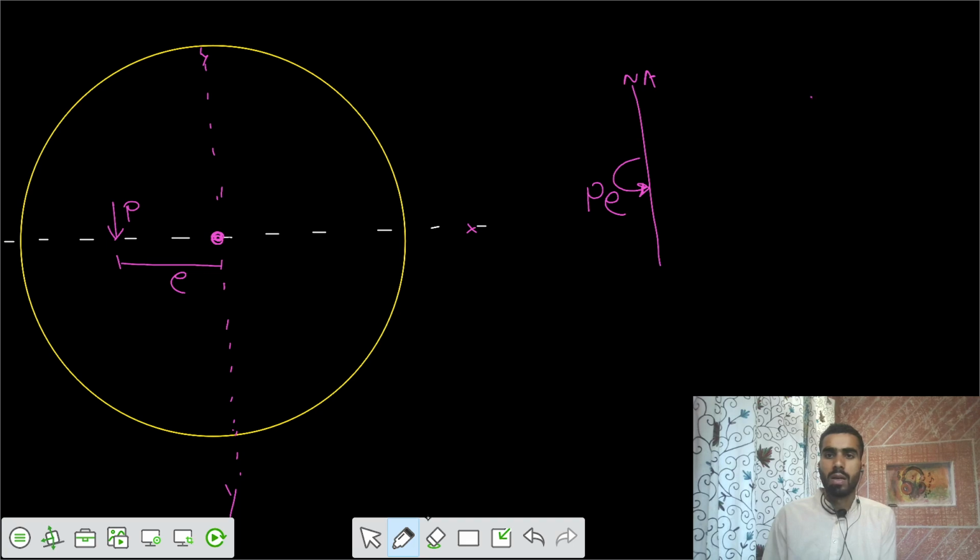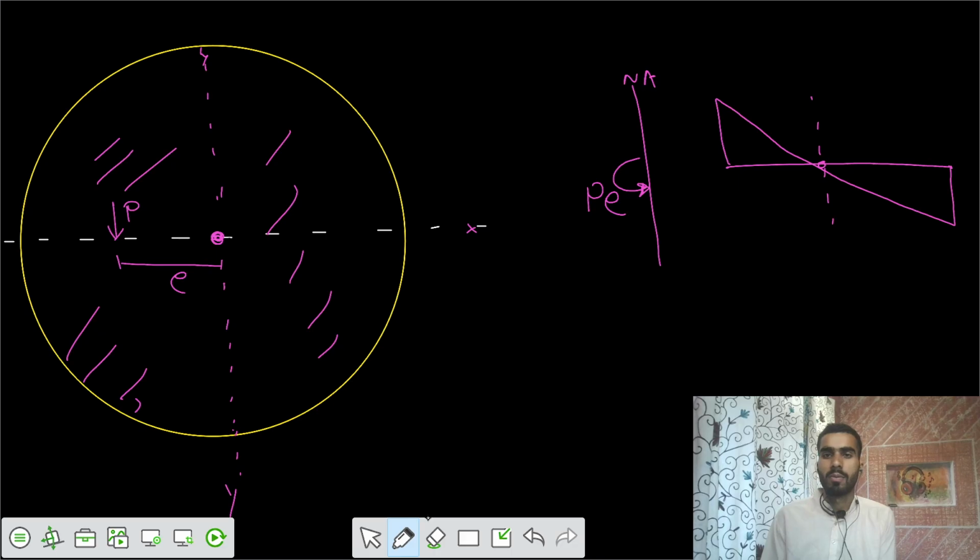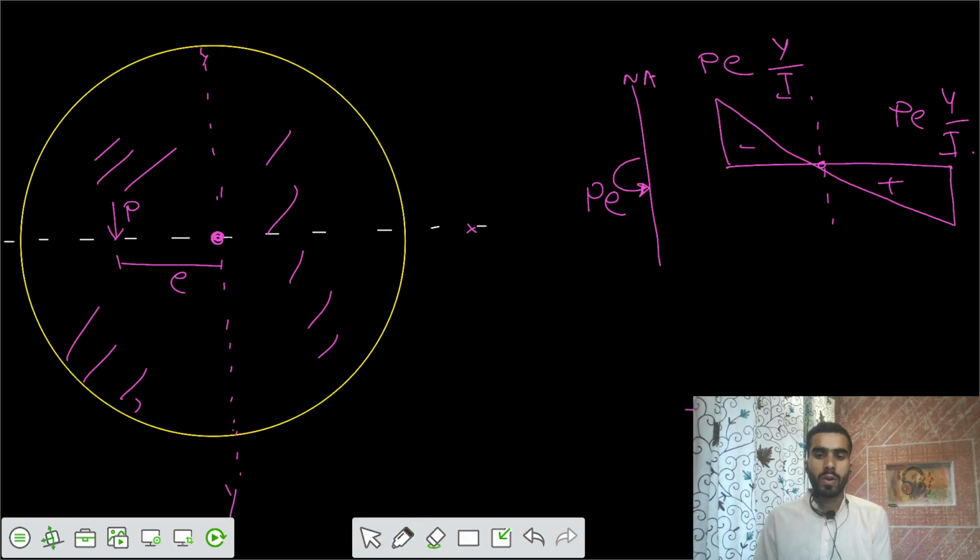If this is the neutral axis, here the stress would be 0. And from one side we have tensile stress, and from the other side we have compressive. So there is minus, plus. So I would say this is P E by, so M by I. Similarly M by I. So we got those stresses.